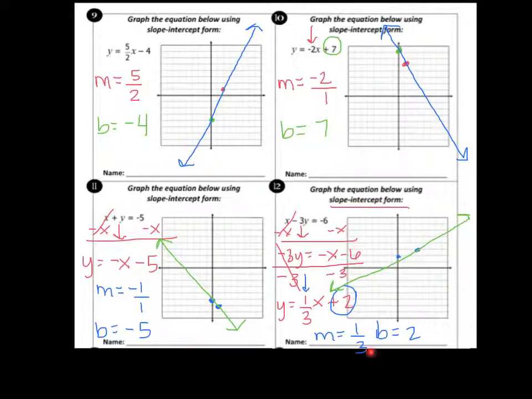I notice my slope is positive 1/3. This slopes up. I notice my y-intercept is 2, so I double check, and yes, my line should be crossing at 2 on the y-axis.